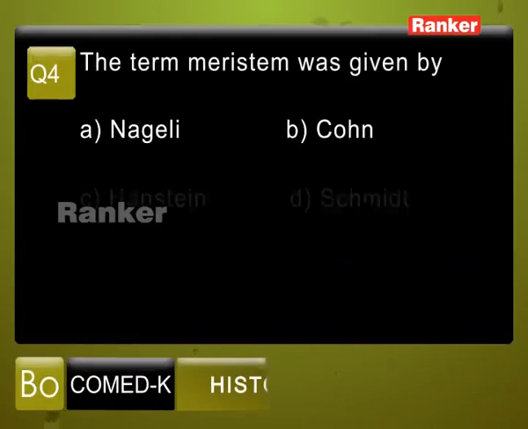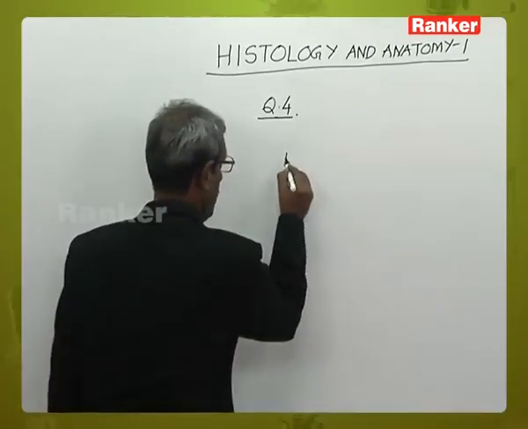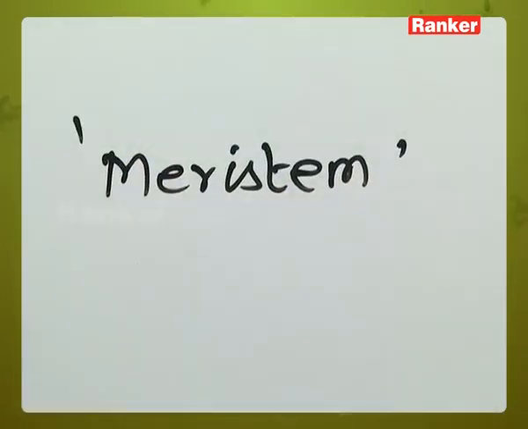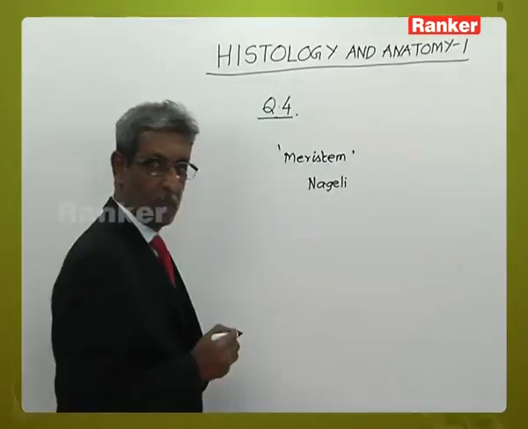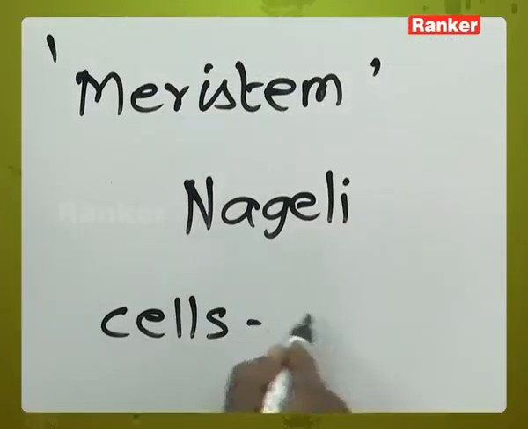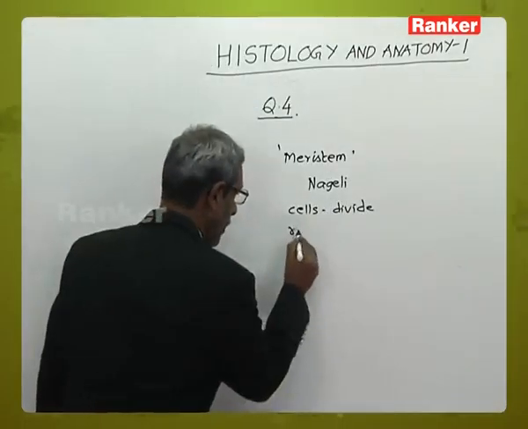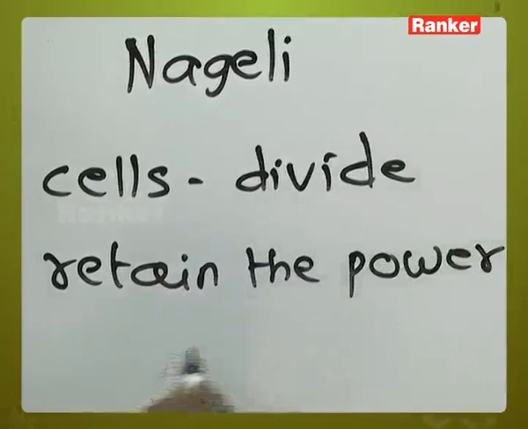Question number 4. The term meristem was given by A. Nageli, B. Cohen, C. Hanstein, D. Smith. The term meristem has been proposed by Nageli, the first scientist to discover that cells can continuously divide. And they retain the power of cell division.